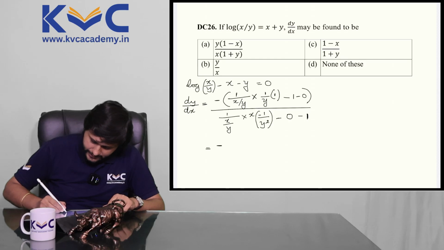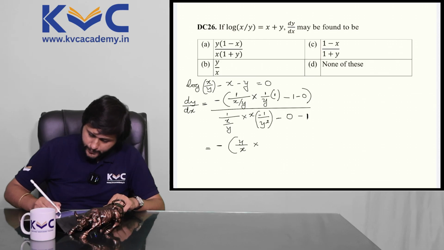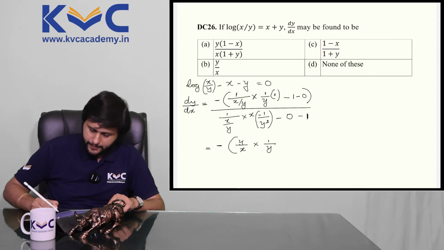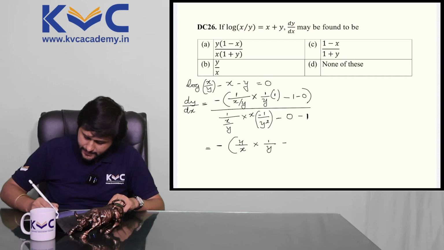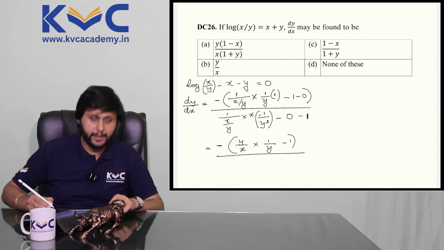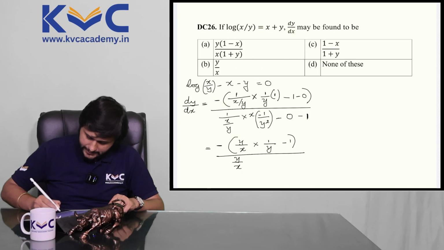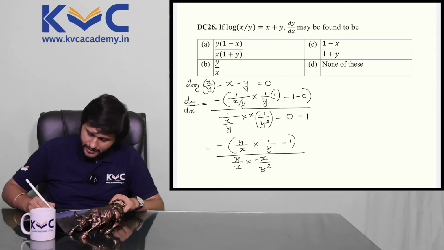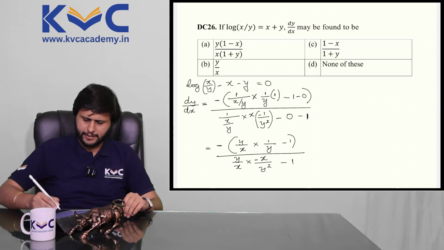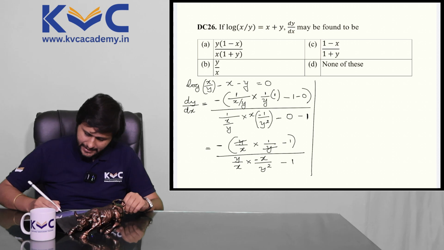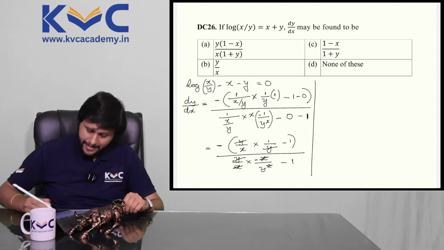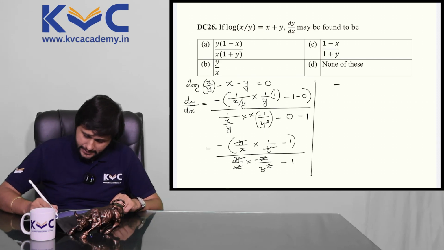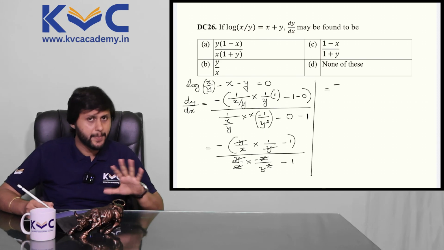Okay, we have minus sign outside. We have y by x into 1 by y. After that, what matters? Minus 1 is there. Divided by y by x into minus x by y square minus 1. This is all that remains after simplifying. Now we have y cancelling with one of the y's, x cancelling with x, but remember minus sign is still there. Minus left hand side as it is, dy by dx.